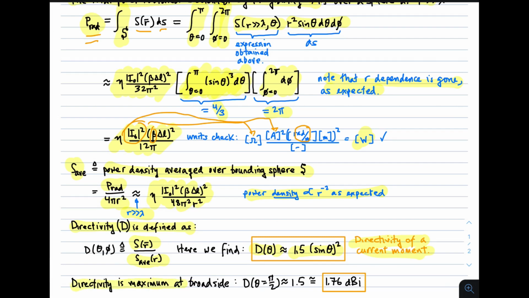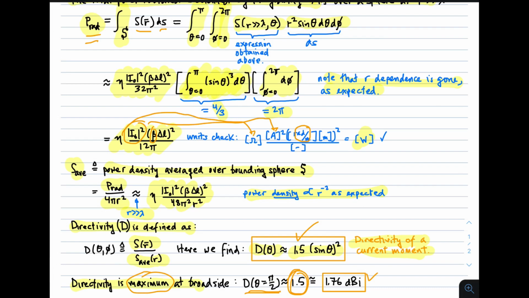The directivity is maximum at broadside. So although we can say that the directivity is given by this expression, frequently in this business, when we say directivity, we're referring to the maximum directivity. You kind of have to pick that out of context. But the maximum directivity here is given obviously when theta is pi over 2, that is broadside to the current moment, at which the directivity is 1.5, or as we say, 1.76 dBi, dB relative to isotropic. We get that simply by taking 10 times log 10 of this number. So 1.76 dBi is the maximum directivity of the simplest possible current distribution.